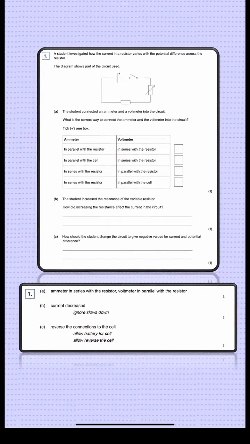Let's check the mark scheme first. Double check. We've got ammeter in series. Yes, we've done that. Voltmeter in parallel. That's fine. Current decreased. Do not say slows down. Some people would say current slows down. See there? Mark scheme says don't say that. Reverse the connections of the cell, or you can say battery as well. Reverse the battery, something like that.